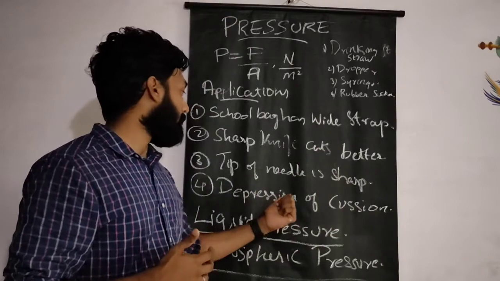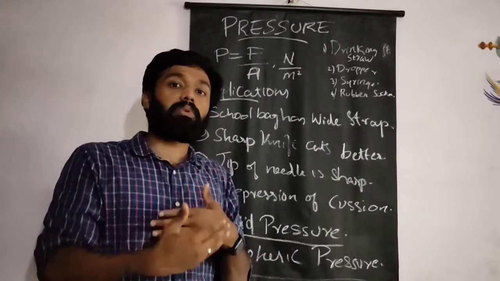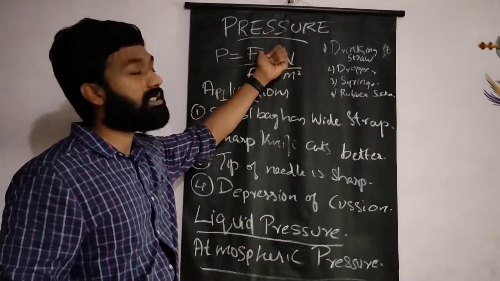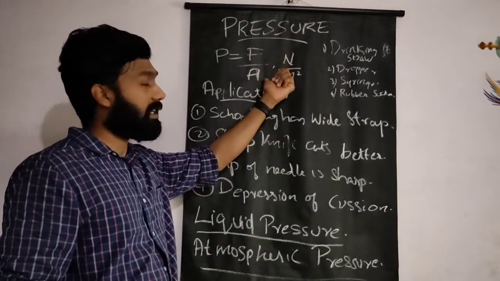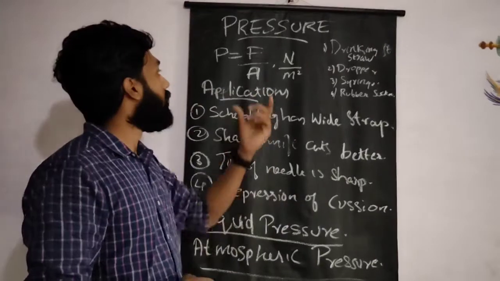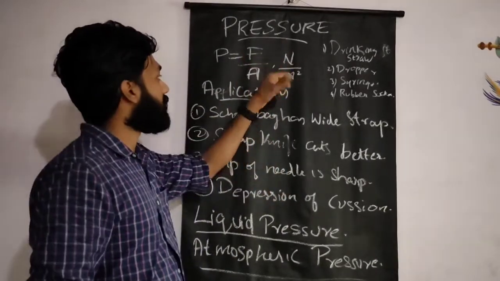Okay, then the depression of a cushion, that I already told. How much depression depends upon the force. That means pressure always depends upon two things: one is force and one is area. We can define pressure as force per unit area, and it depends only on two things, that is weight or force, and the next one is area.